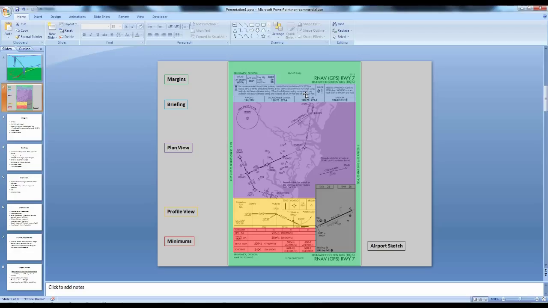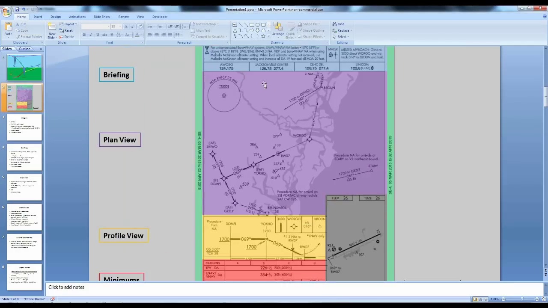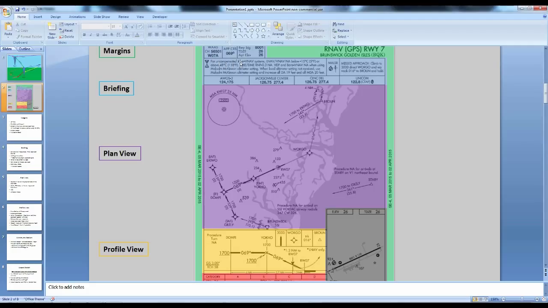you would go here. For instance, it says, and I need to zoom in a bit because I can't really read that, for uncompensated baro-VNAV systems, LNAV/VNAV not available below negative 15 Celsius, 5 degrees Fahrenheit, or above 48 Celsius, 118 Fahrenheit. So if the temperature is extremely low or extremely high, you can't use the LNAV/VNAV minimums, is basically what that is saying, unless you have an uncompensated baro-VNAV system.